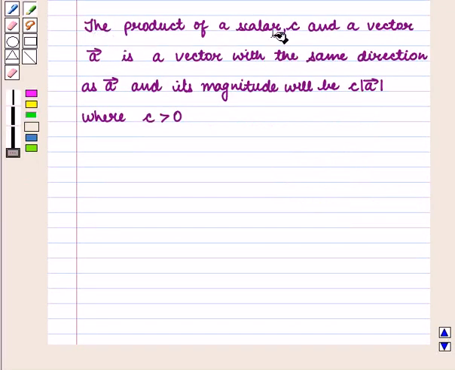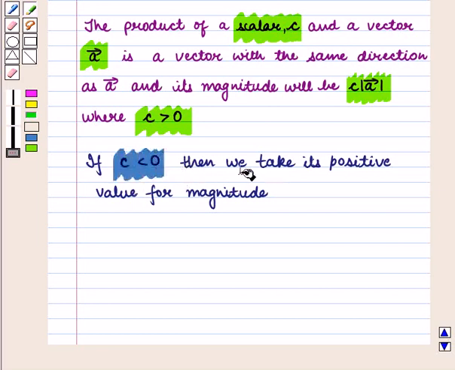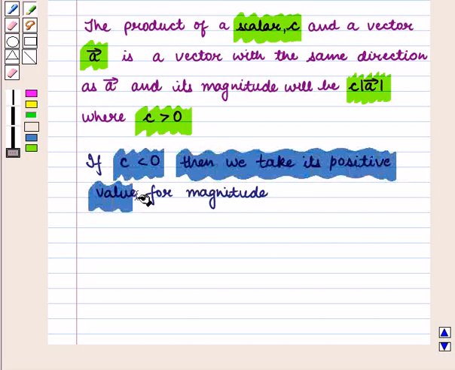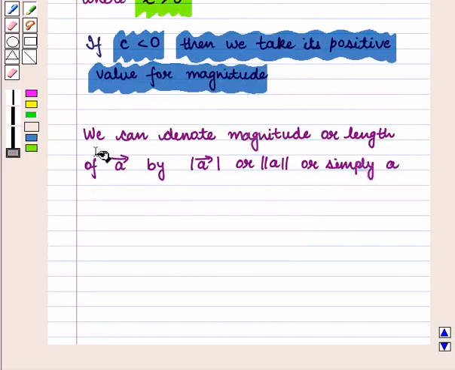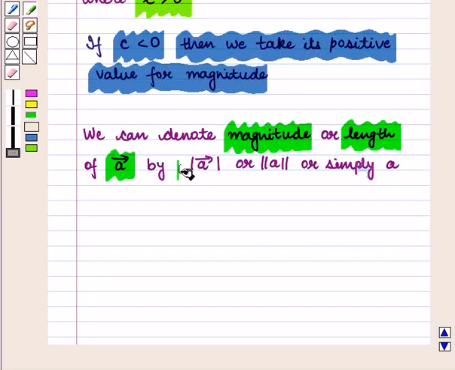Now, the product of a scalar C and a vector, that is A vector, is a vector with the same direction as vector A, and its magnitude will be C into magnitude of vector A, where C is greater than 0. And if C is less than 0, then we take its positive value for magnitude. We can denote magnitude or length of vector A by magnitude of vector A, that is by taking absolute value of vector A, or norm of vector A, or simply A.